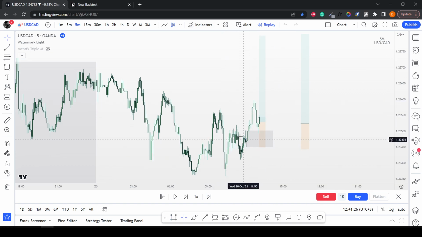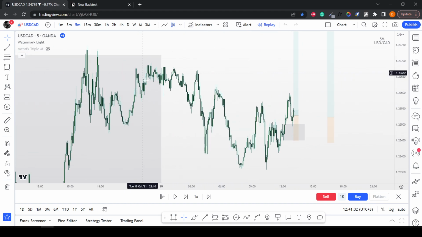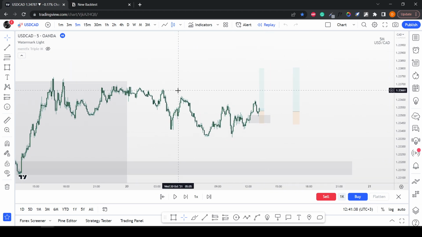The range itself is pretty nice, but again, the problem with it is that it's just the first shift to the upside after the downtrend on 5 minutes, and it's just messy.